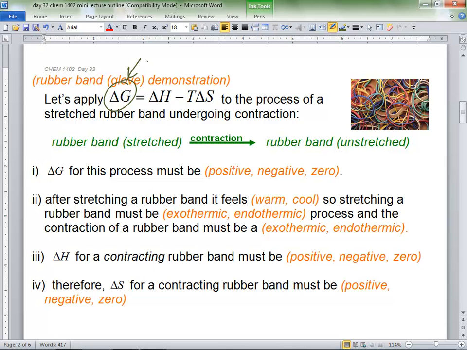So let's take a look at this. Number one. Delta G for this process. Now again, what's the process? Stretched. No, it's not stretched. Delta G would be what for that process? Positive, negative, or zero? Man, I hear all three answers.